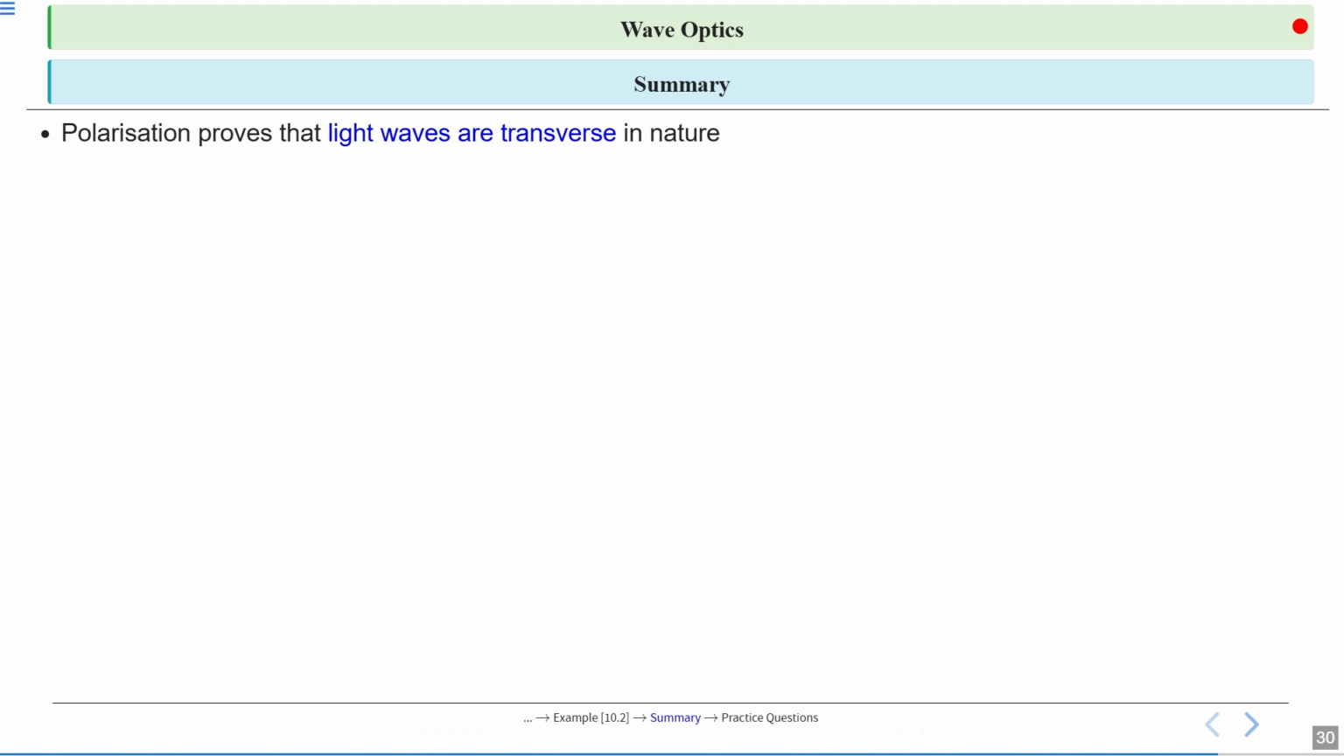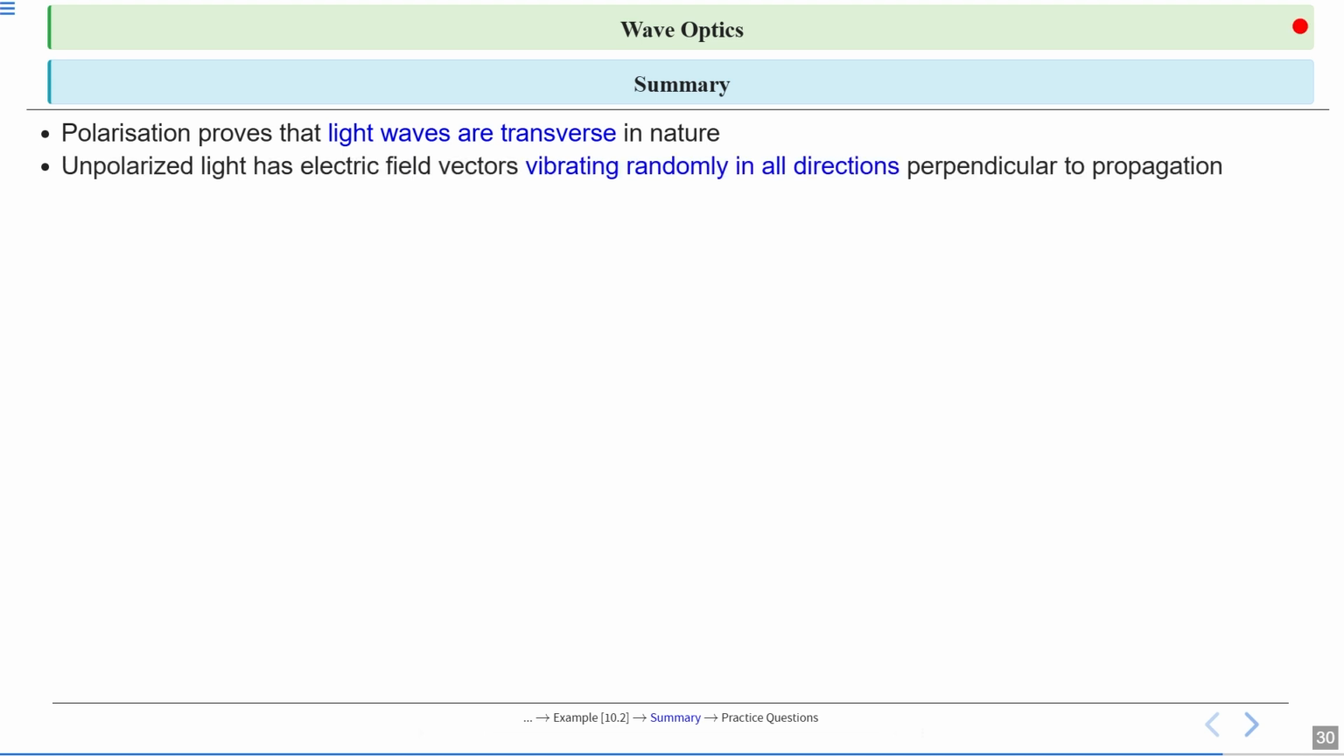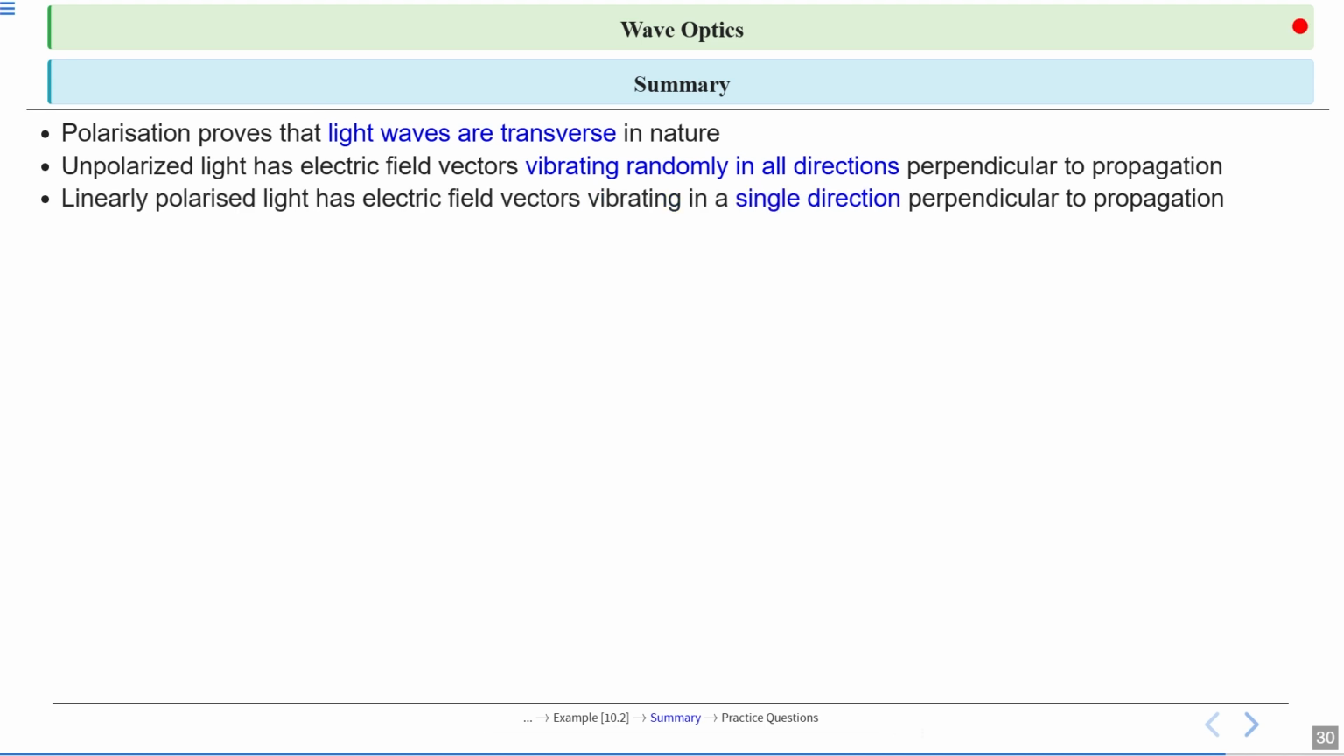So to summarize everything that we have studied in today's lecture, let's have a brief look at the summary points. Polarization demonstrates that light waves are transverse in nature. This means that the oscillations of light waves occur perpendicular to the direction of wave propagation. Let's explore how this property of light is crucial in understanding its behavior. Unpolarized light has electric field vectors that vibrate randomly in all directions perpendicular to the direction of propagation. This randomness is what makes unpolarized light different from polarized light, which we will discuss next.